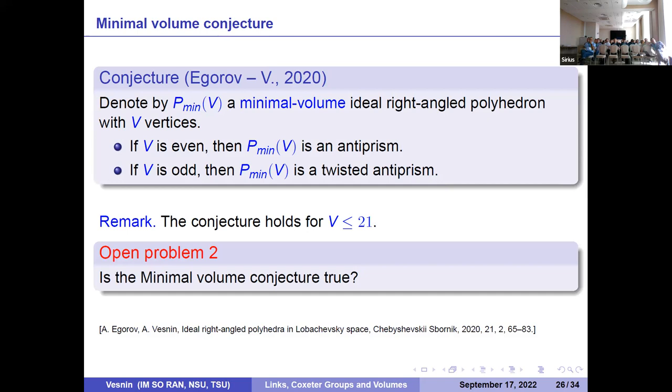And the conjecture is true for all families, so for any number of vertices, but it's not clear how to prove it. Calculations are boring and it's still open. And there is a reference to our paper.